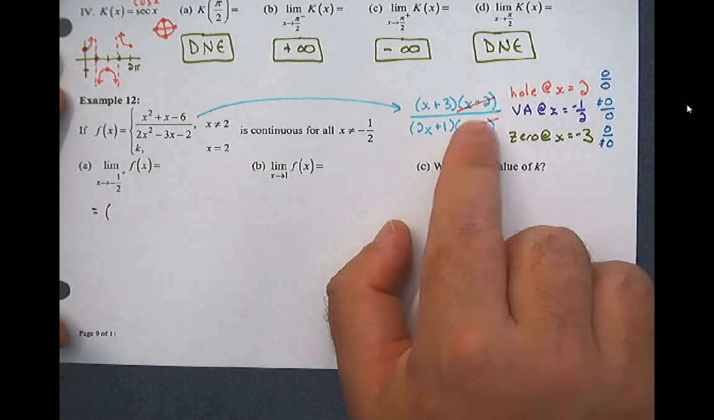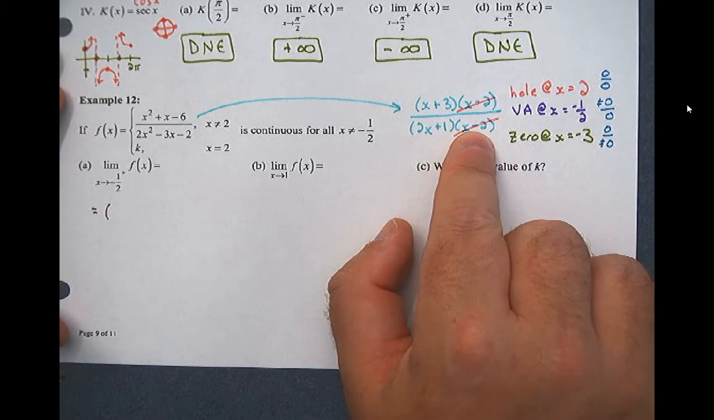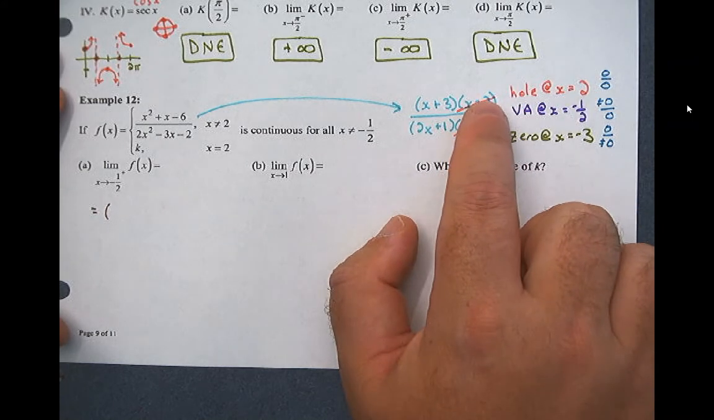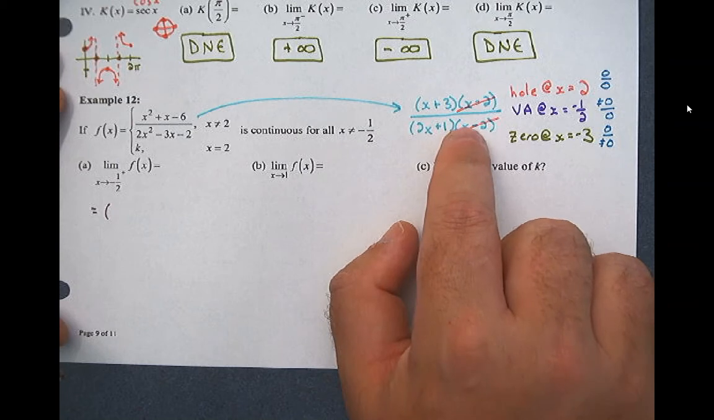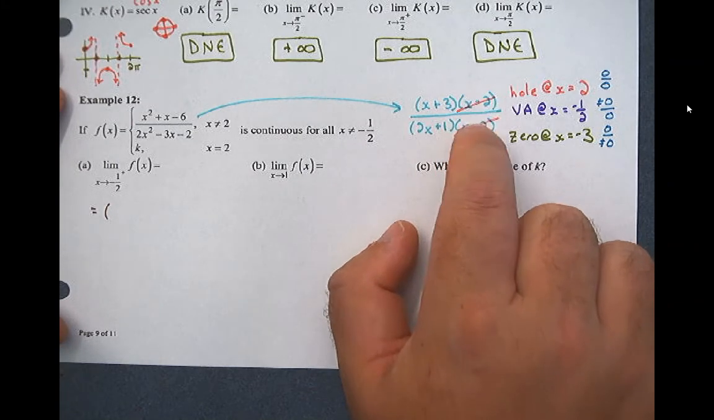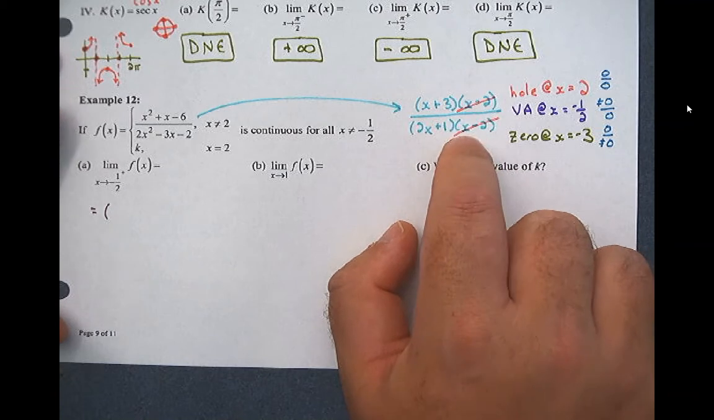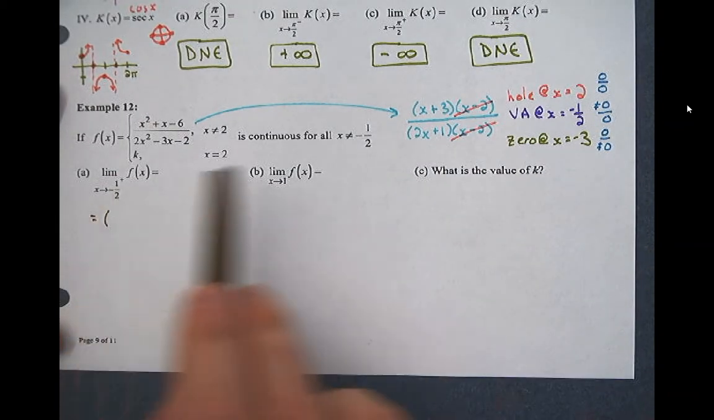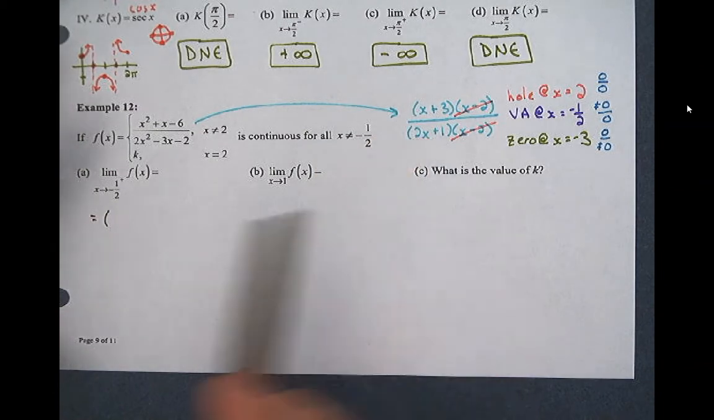So once I've got the hole taken care of, I don't have to worry about it. The only time I have to worry about the hole is when I plug in what number? 2. If you plug in anything else, whatever you put in here will be the same thing that you put in here, which means these two things will always cancel out and not cause an issue unless that x is a 2. So what I'm going to do now is take this negative 1/2 and plug it in for the x's of what's left over.